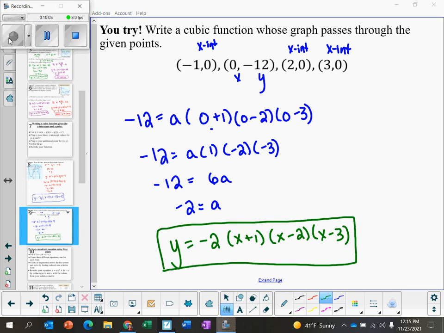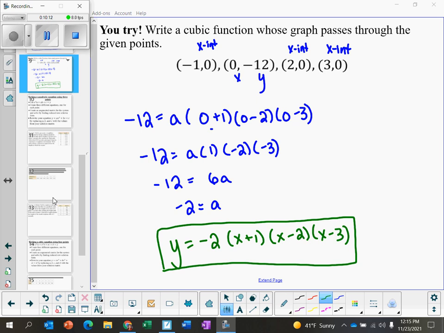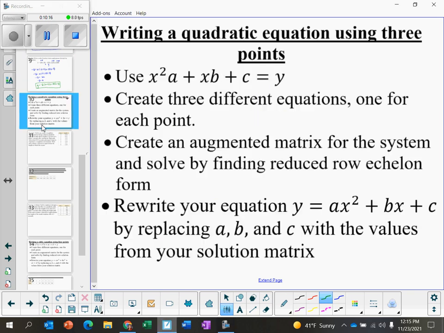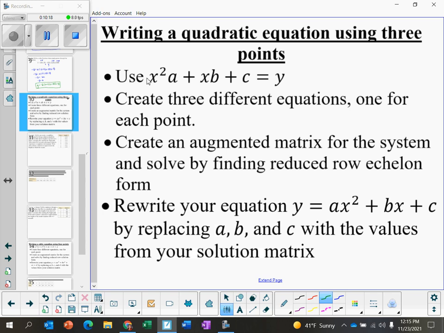All right, so this one would be y equals negative 2 times x plus 1 times x minus 2 times x minus 3. Now we'll talk about writing the equation of a quadratic using 3 points. So we're going to set it up using x squared a plus xb plus c, and you'll notice that's very similar to y equals ax squared plus bx plus c. I just switched them around so it looks more natural because a, b, and c are now my variables, and I'm substituting in x and y.